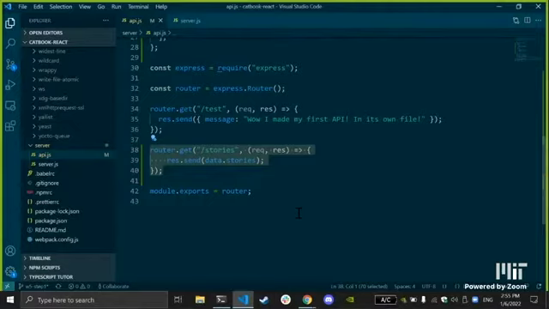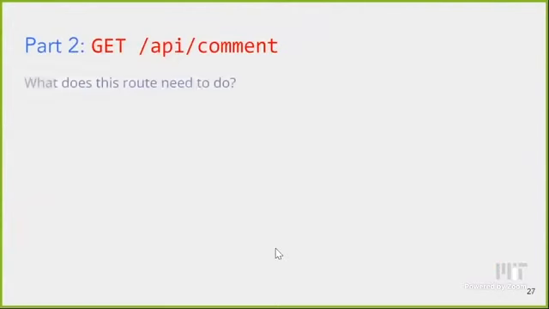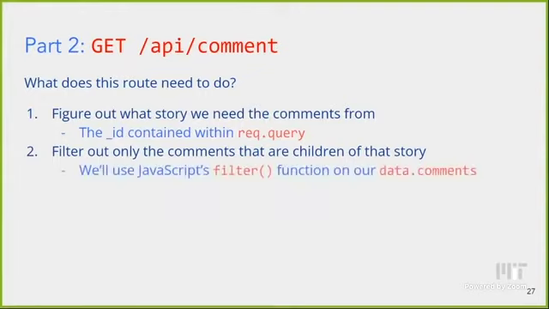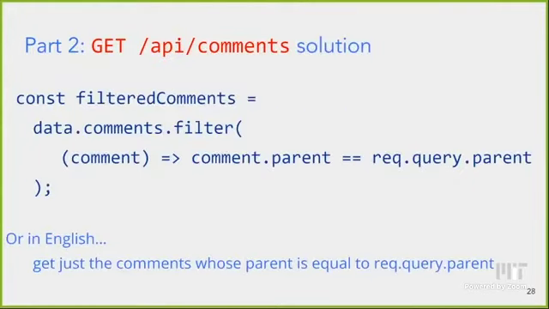For the sake of time, I'm going to show the solution real quick. You'll have another chance to try your hand at some API endpoints here in just a minute. As I talked about, you'll have to use rec.query. To grab the comments that are specifically related to a particular story, we'll have to use the filter function and send them back to the front end. So I'm going to have a filtered comments object that filters through the comments within data and grabs all of the ones whose parent is the one I'm asking for.